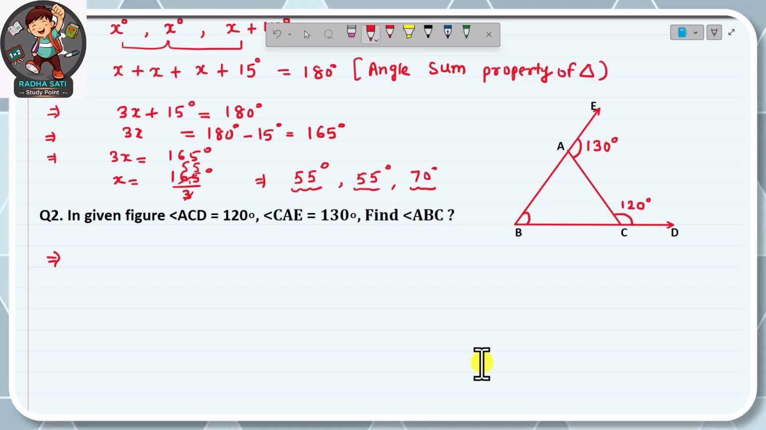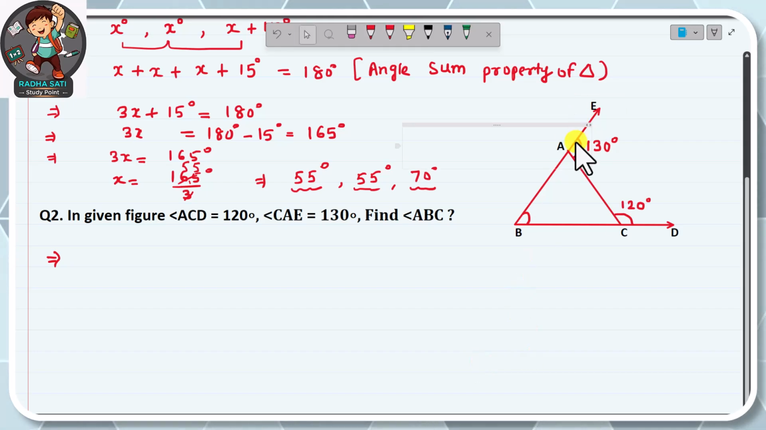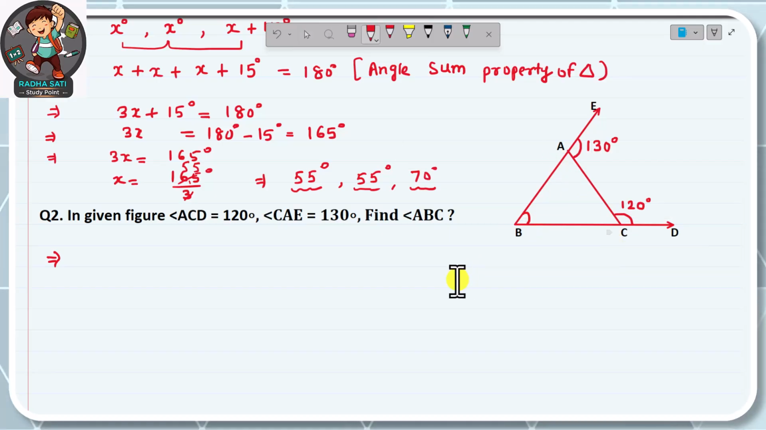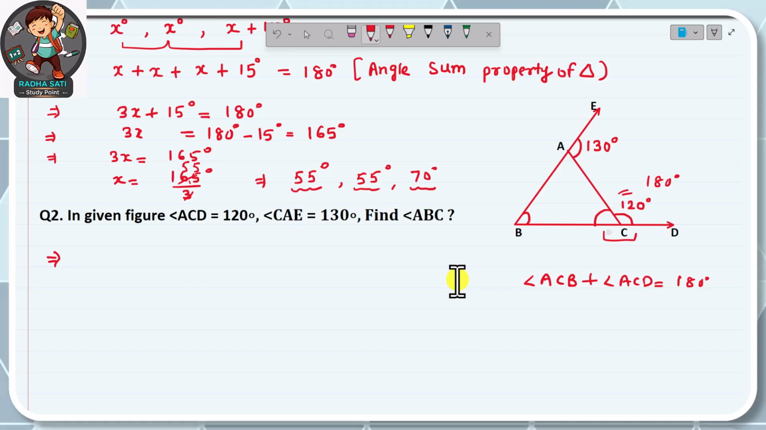How will we find out? See, angle ACD is 120 degrees. So angle ACB, what will be this angle? I am directly writing here 120 degrees plus this angle, and this will be equal to 180 degrees. Why? Because they both are forming a linear pair. Angle ACB plus angle ACD will be equal to 180 degrees because they both are forming a linear pair. So angle ACB will be 180 minus 120, which means 60 degrees.